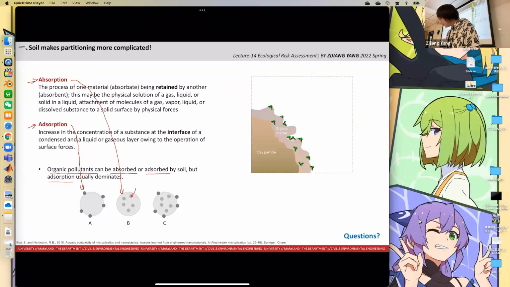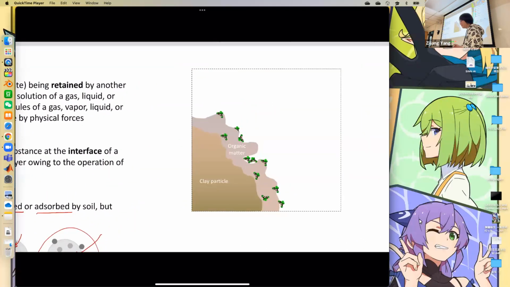So for organic pollutants, it contains both processes. And here shows an example, like we have this DDT molecule. So this is DDT, and we can see that some of the DDT molecules are on the surface of the organic matter, and some of the DDT just get into the body of the organic matter. And in this case, we can see that we have both processes.